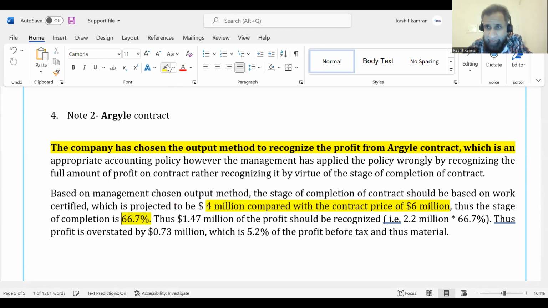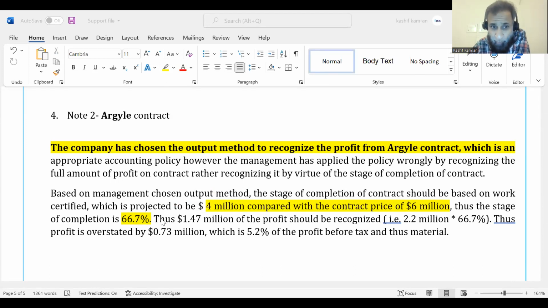How much work is completed? 66.7%. James, this is the September-December 21 paper. So the stage of completion is 66.7% based upon the work certified. The work certified is $4 million, and the total contract price is $6 million. So the work certified is 66.7%.